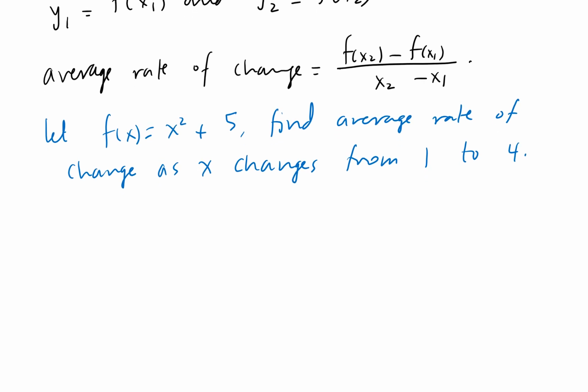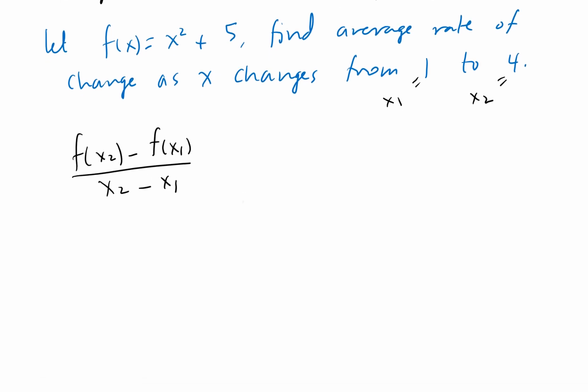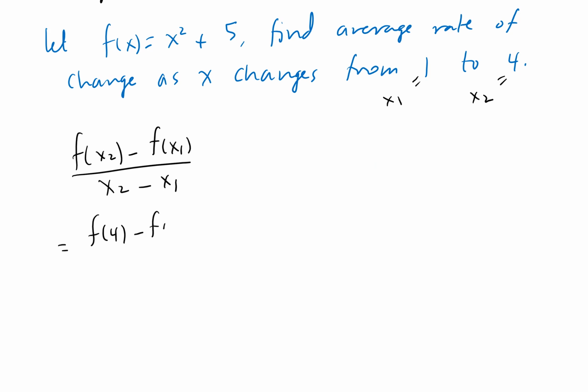So the formula for the average rate of change is given right on this page. This one, that's called x1. This is x2. So we need to find f of x2 minus f of x1 over x2 minus x1. Means f of 4 minus f of 1 over 4 minus 1.